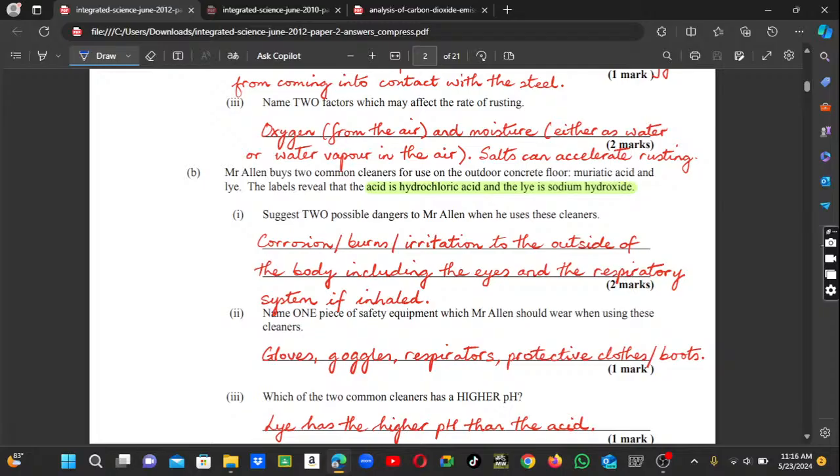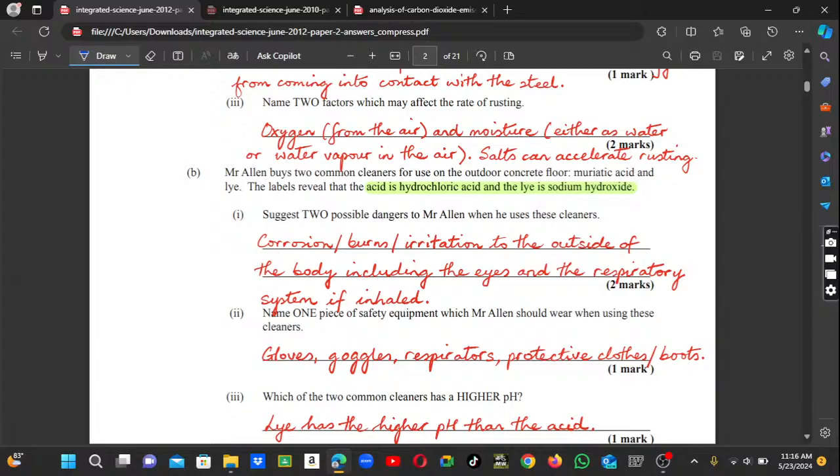So when you're talking about hydrochloric acid, guys, it is a form of acid which is very dangerous in a sense. It's not good, it causes corrosion. All right, therefore we are seeing that the lye is sodium hydroxide. So the answer here would be corrosion that burns, irritation, but let me just read the questions. The question here says we need to suggest 2 possible dangers to Mr. Allen when he uses these cleaners.